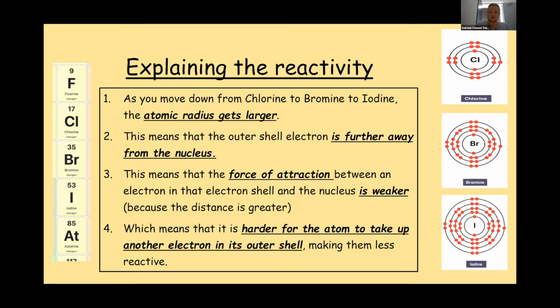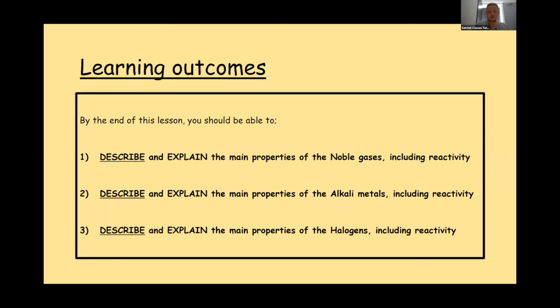This then means that the force of attraction between the electron in that electron shell and the nucleus is weaker because the distance between the two is greater, and there's more shells in between. That then means it's harder, as the atom gets bigger, for the atom to take another electron into its outer shell from another atom, which means it's less reactive, it's less effective at stealing. And that's our third outcome: describe and explain the main properties of the halogens, including the reactivity.